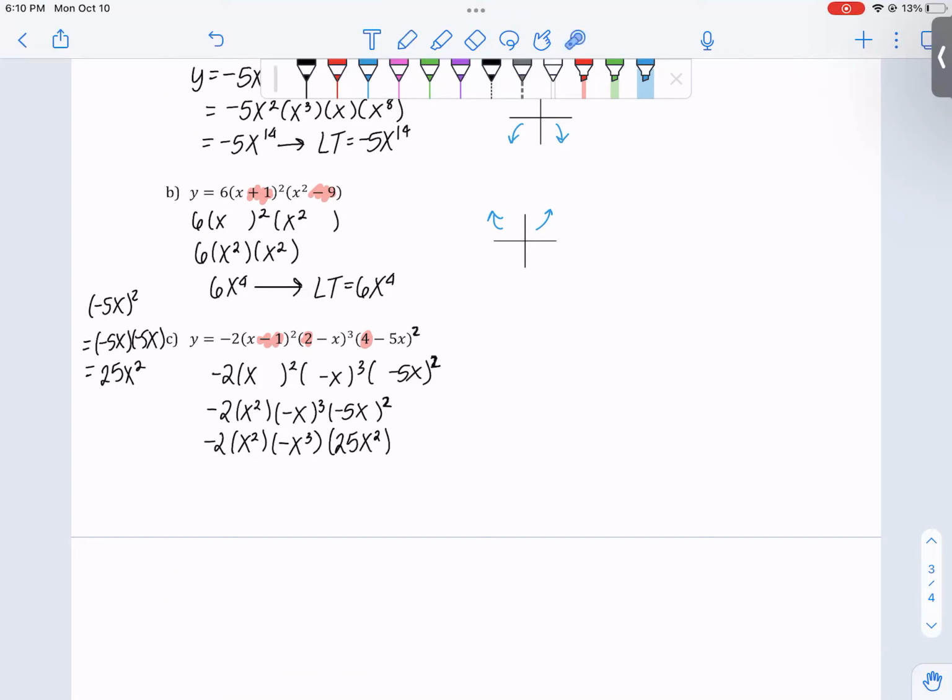To find the leading coefficient, I am multiplying together all the numbers. There's a negative sign, a 25, there's a -2 out front. -2 times -1 is +2. 2 times 25 is 50. And then if we add up the exponents, 2 plus 3 plus 2, that's 7. So we have 50x to the 7th. That is our leading term.